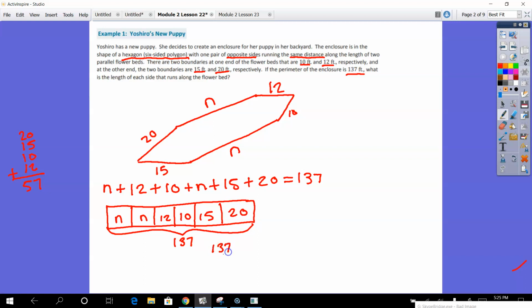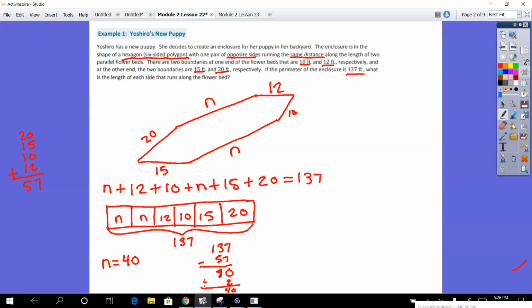So we can do 137, take away that 57. 12, 11, 10, 9, 8 gives me 80. So the two ends have to be 80. And so then I have two n's, so I'm dividing by 2, which gives me 40. So the n, each side, is equal to 40 feet.